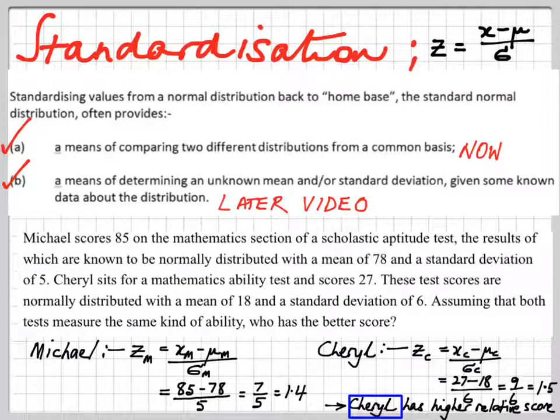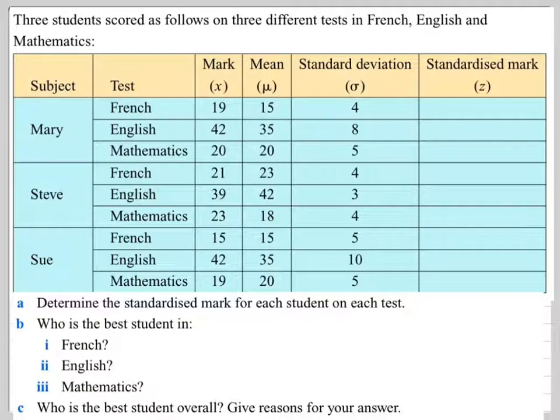Right, that's the first use of standardisation, everybody. It allows you to bring everything back to home base so that you can see what you're looking at and compare. Right, here's another example. This is some tests. Mary, Steve and Sue have been doing some tests in French, English and Maths. We have to determine the standardised mark for each student on each test in French, English and Maths, and work out who did better than the other two in each of those 3. And in part C we have to work out who got the best result overall, right?